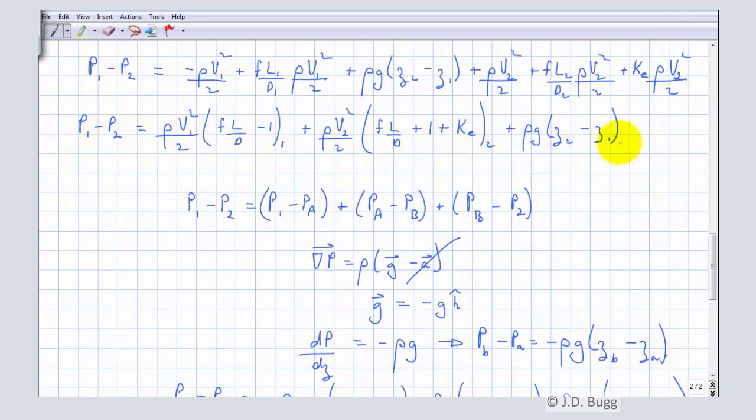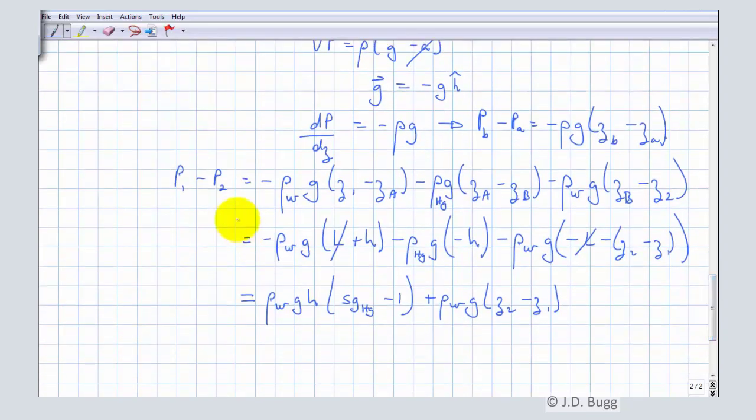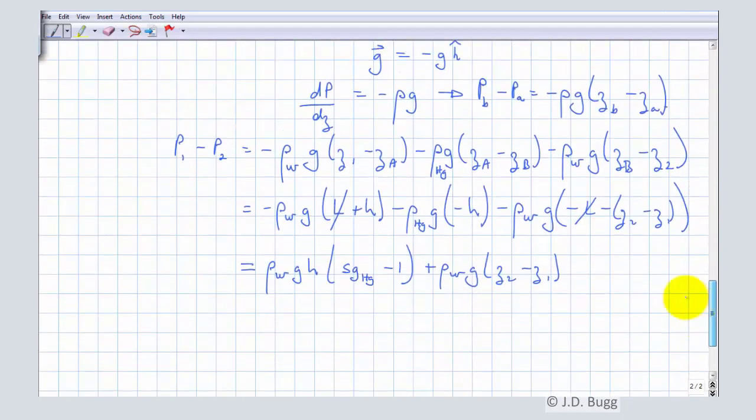Remember we have this, P1 minus P2. We now have another expression for it in terms of the manometer deflections. Before I rewrite these, notice this P1 minus P2 has a rho water g (Z2 minus Z1) in it, and this one also has a rho g (Z2 minus Z1). All of the densities in this are densities of water. So this term on the right-hand side of Bernoulli's equation is going to cancel with this term when I substitute this in. So I'm going to just get rid of those two right away.